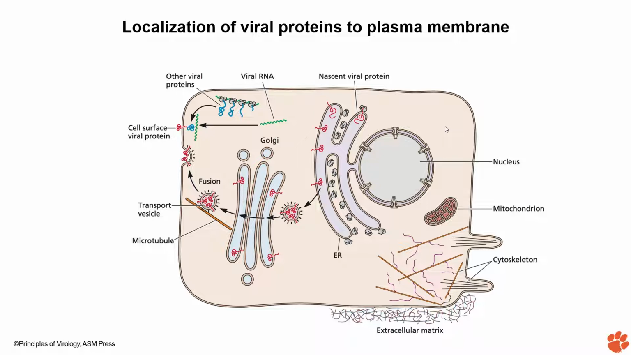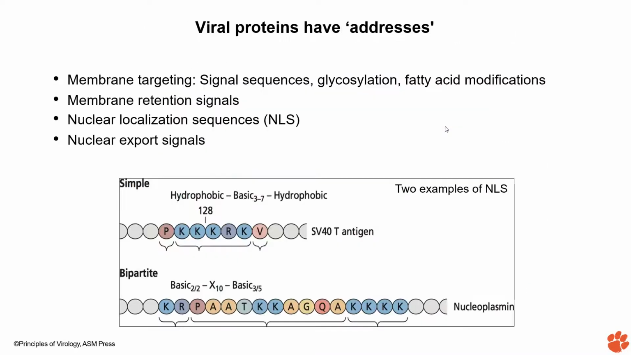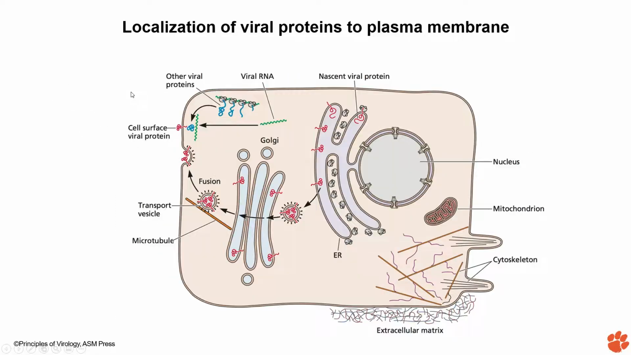This one is the location of the viral protein to the plasma membrane. So the first one, remember, is membrane targeting: signal sequences, glycosylation, fatty acid modifications, and membrane retention signal. The first one and two we are going to talk about in this one. So here we are looking at the secretory pathway and how this happens. You can see that when a viral protein, or any protein in the secretory pathway, starts to form by the ribosomes, those ribosomes are brought onto the membrane of the ER.